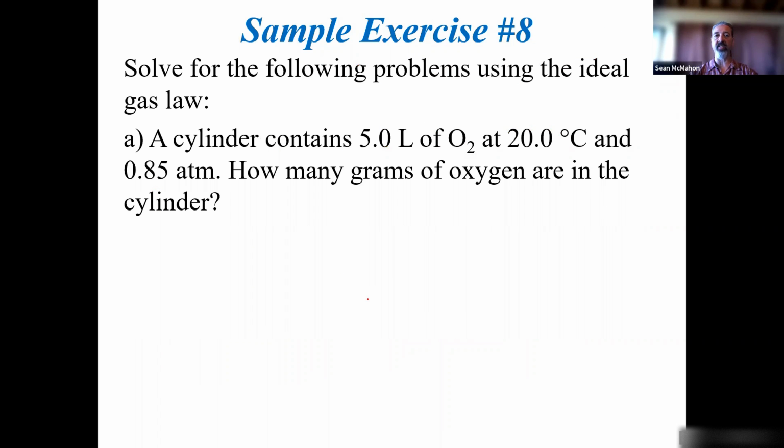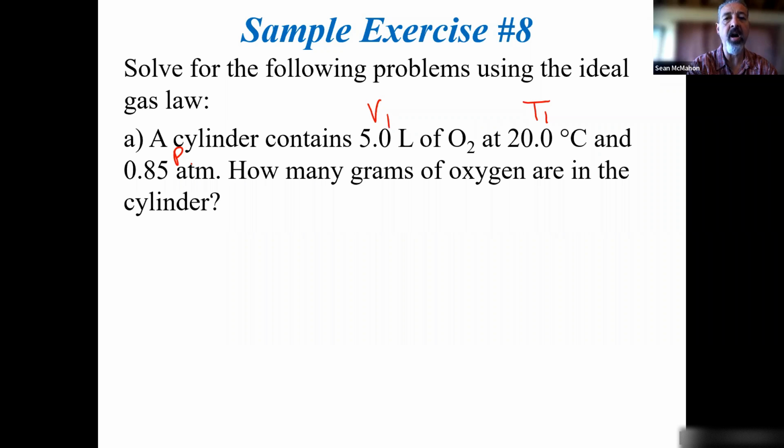So, can I solve the following problems using the ideal gas law? The homework's not going to tell you to use the ideal gas law. My quizzes and exams won't, but you could still figure that out. How come? I have a cylinder that contains 5 liters. So you might say, all right, this is V1 of oxygen at 20 degrees Celsius. That must be T1. And an atmosphere at P1. How many grams of oxygen are in the cylinder?